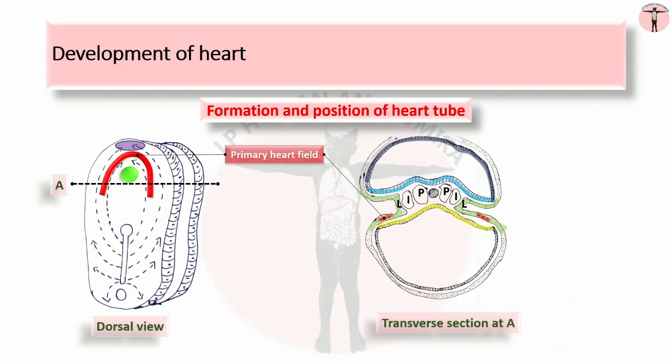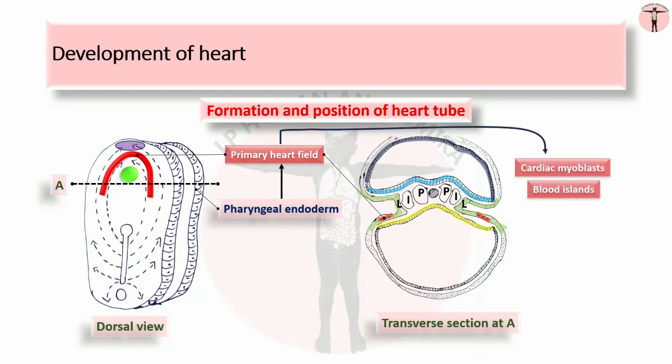establish the primary heart field, the underlying pharyngeal endoderm induces the cells in the primary heart field. Now, the cells in the primary heart field form cardiac myoblasts and blood islands that will further form blood cells and vessels by the process of vasculogenesis. Let us see how the primitive heart tube arises from vasculogenesis.